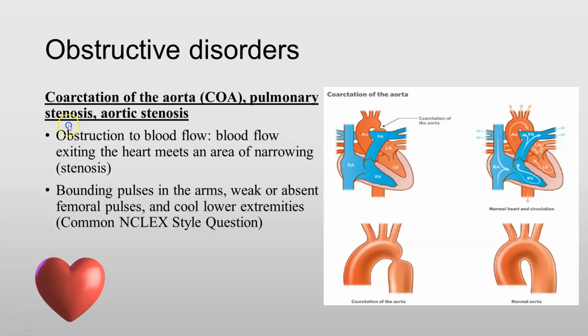So again, we've talked about this obstructive blood flow, the fact that it's a typical NCLEX style question. Can you identify or differentiate coarctation of the aorta from tetralogy of Fallot? So with coarctation, what I wanted to point out was that you have this narrowing, right? Much better picture. You have the narrowing of the aorta.